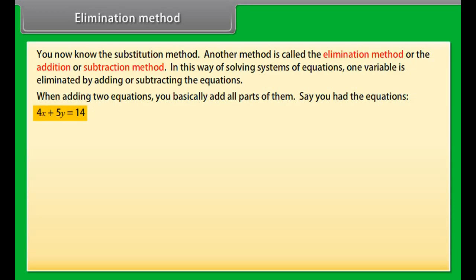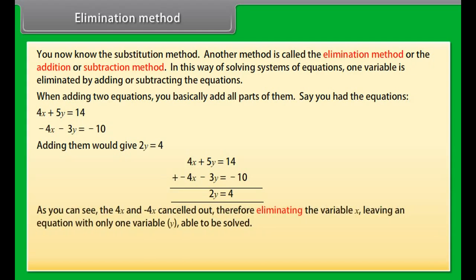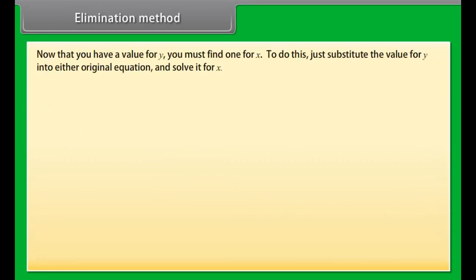Elimination method. You now know the substitution method. Another method is called the elimination method, or the addition or subtraction method. In this way of solving systems of equations, one variable is eliminated by adding or subtracting the equations. When adding two equations, you basically add all parts of them. Say you had the equations 4x plus 5y is equal to 14, and minus 4x minus 3y is equal to minus 10. Adding them would give 2y as 4.